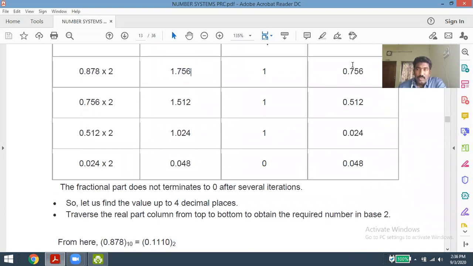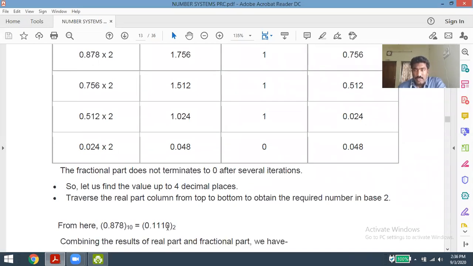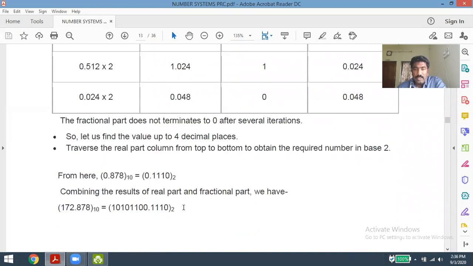Just go for 4 to 5 steps. If you want, you can go for the 5th step also and write that value. There is no need to continue for a long number of bits. Just 4 to 5 bits after the fraction value. So this is the final result I am getting. This is the value of 172, and this is the value of 0.878. This is the way we can convert the given decimal to binary. Not only binary, but also octal or hexadecimal.